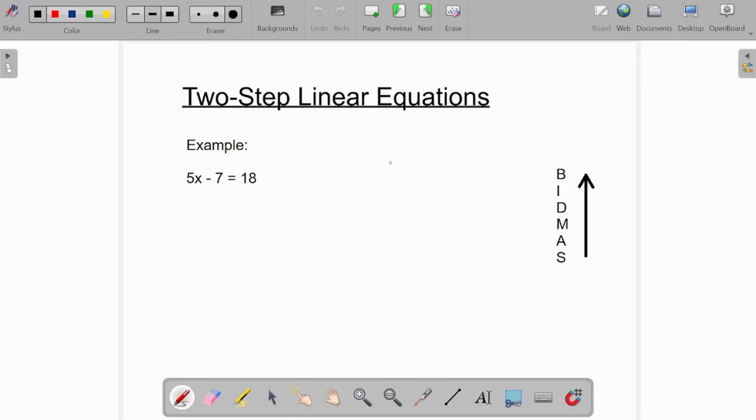This next one's a little more tricky because it requires 2 steps. So how do you know which order to do them in? The order you do them in is the reverse of BIDMAS. So we will start with this one here. So we have to add 7 on both sides. And then after we divide both sides by 5, this gives us x is equal to 5.